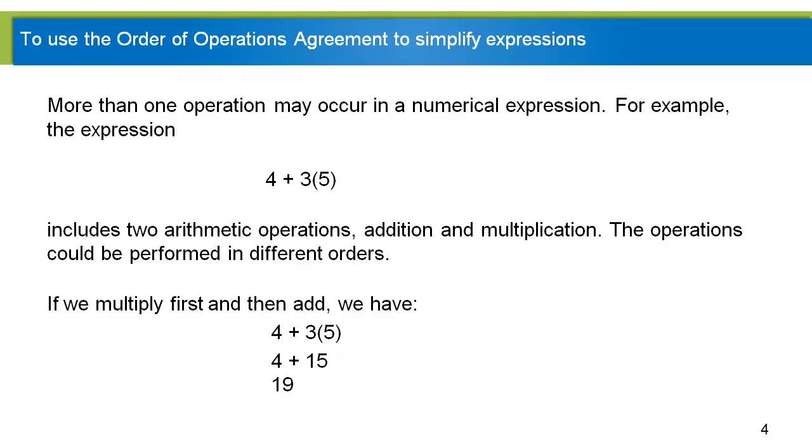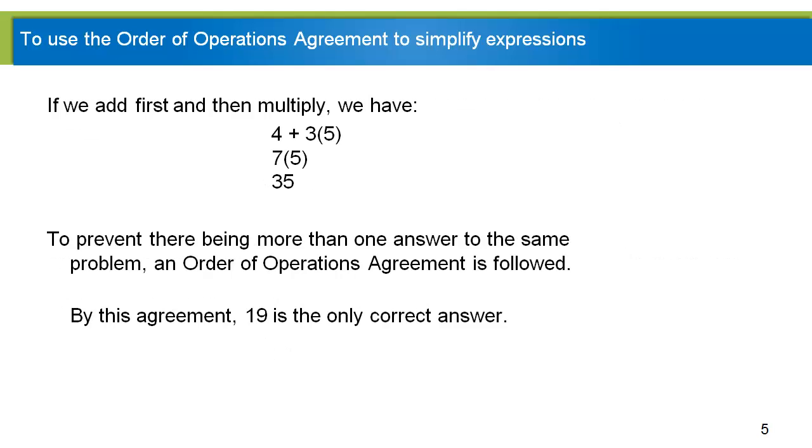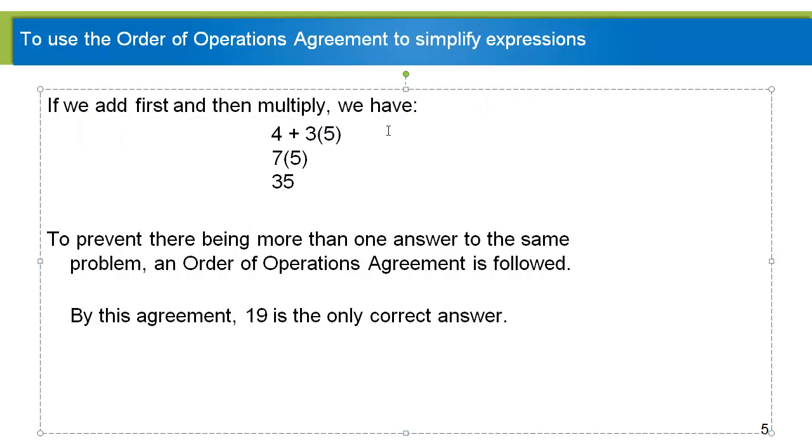Everybody's supposed to do math the same. So there is a rule, right? There's this order of operations agreement that tells us what we're supposed to do first, what we're supposed to do second, and so on and so forth. So if we have something as simple as just 4 plus 3 times 5, well, you would think, okay, do I do 4 plus 3, which gives me 7, and then do 7 times 5, which gives me 35?